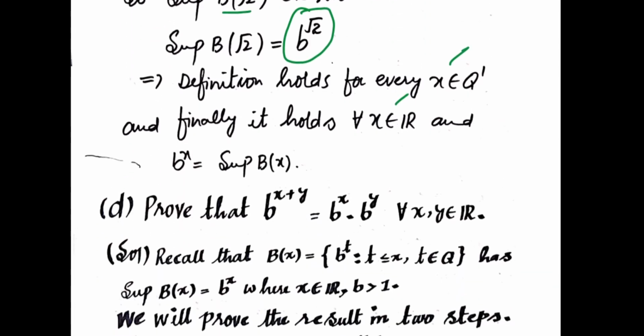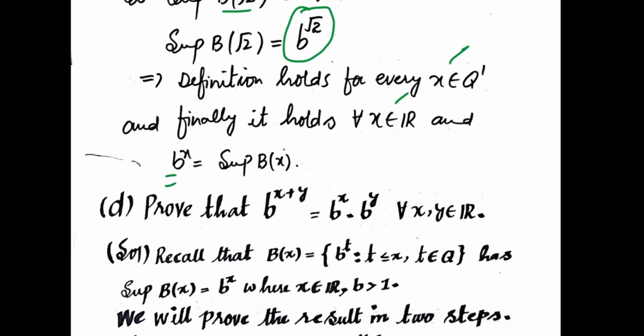And I can say b raised to power x is equal to the supremum of B(x). Question number D. This is also very interesting and something rigorous. In this question, I have to prove that the law of exponents holds for real numbers x and y. You can see here b raised to power x plus y is equal to b raised to power x times b raised to power y. So this is the law of exponents for real numbers x and y.